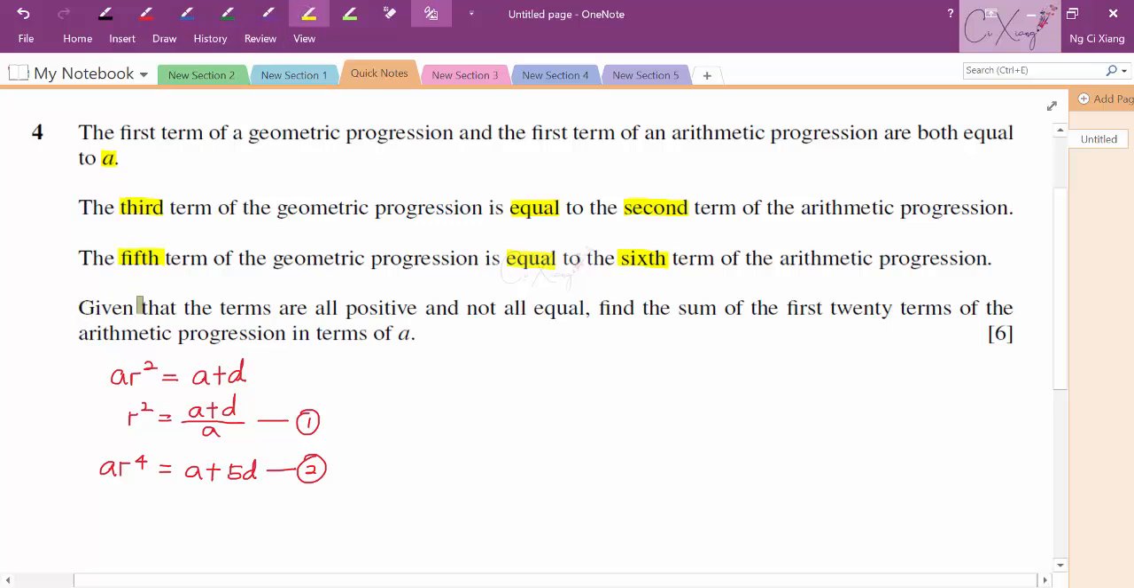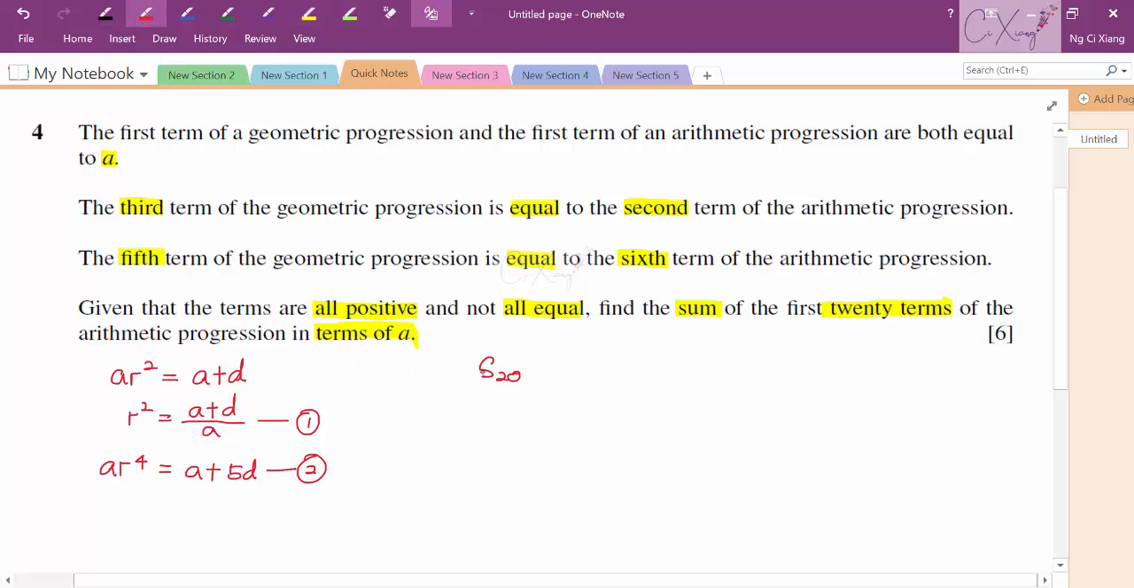Next, given that the terms are all positive and not all equal, find the sum of the first 20 terms. Please take note that all the terms are positive. So what is the sum of the first 20 terms? It will be S20, and they want us to find it in terms of A.